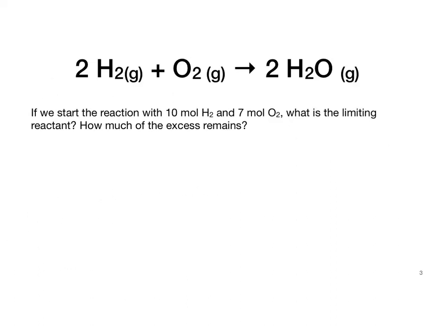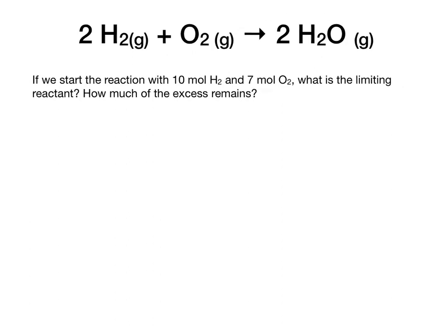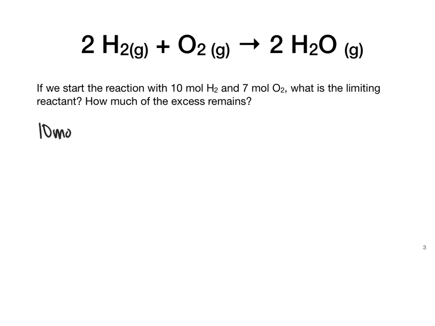So let's start with a kind of simple question. We're going to go back to our originals. We're going to start with 2H2 plus 1O2 gives us 2H2O. But now we're going to start the reaction with 10 moles of hydrogen gas and 7 moles of oxygen gas. Now, there are other ways that you can solve these problems. I'm showing you the way that I like to think about it. So the question asks, what is the limiting reactant and how much of the excess remains? To do that, we're going to convert our 10 moles of H2 to the other reactant.